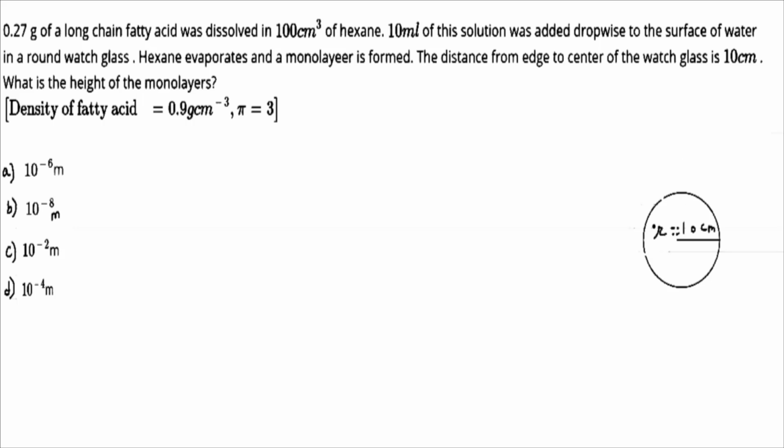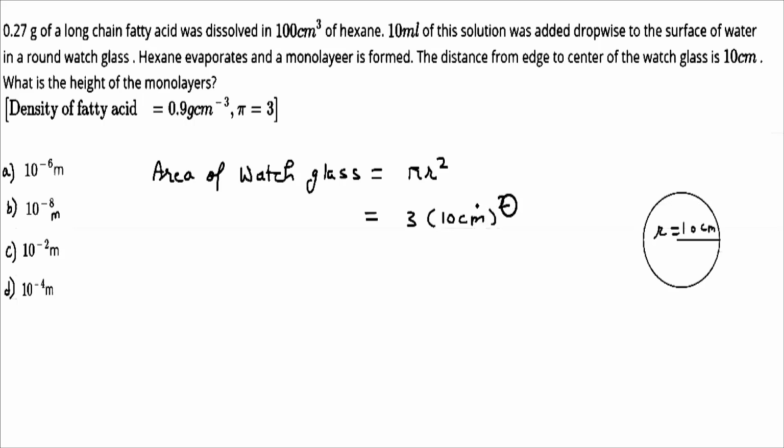Now you can find out the area of this watch glass. For finding the area, you have the formula: area of the watch glass is equal to pi r square. You use the value of pi equal to 3, so that is 3 into r square, where the value of r is 10 centimeter. Its value comes out to be 300 centimeter square. So this is the area of the watch glass.